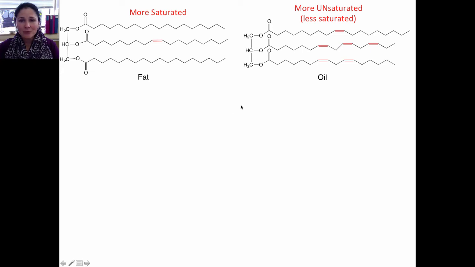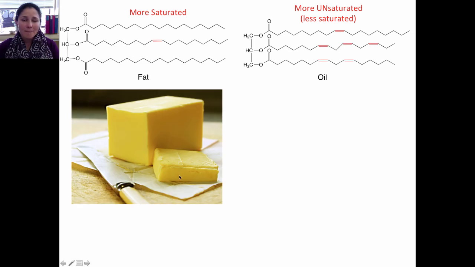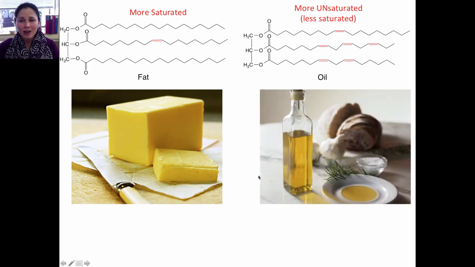And this leads to different physical properties. Fats are more flexible than oils, and that means that they can stack better in solid structures. Butter is a fat, and so is lard and Crisco. These things are solid at room temperature. On the other hand, many of our oils are liquid at room temperature, or they have very low melting points compared to fats. Oils are liquid at room temperature because they don't stack as well in a crystal structure.